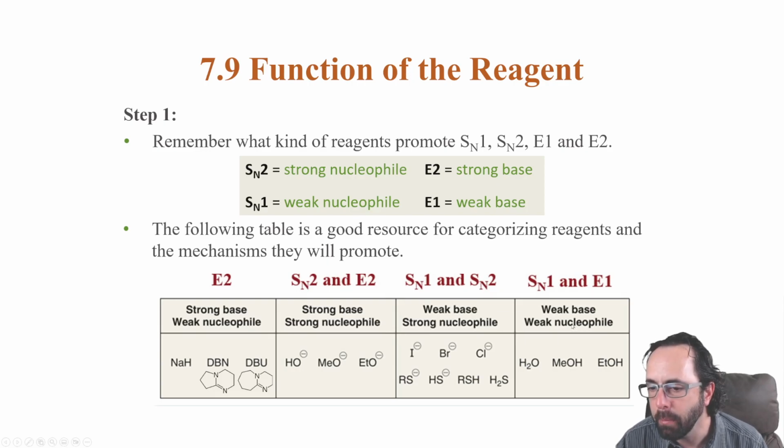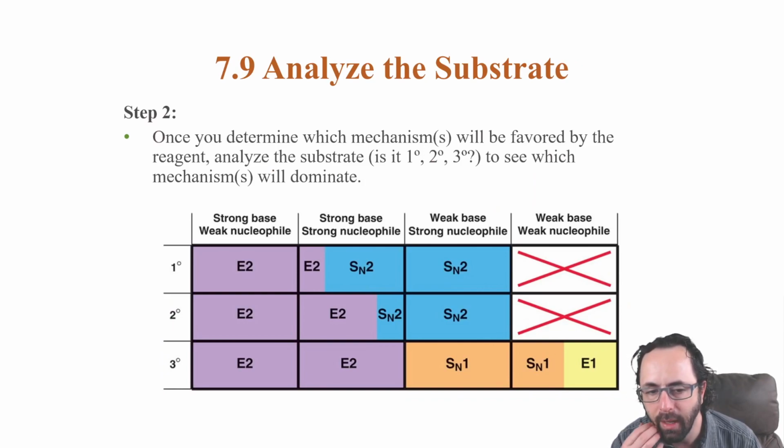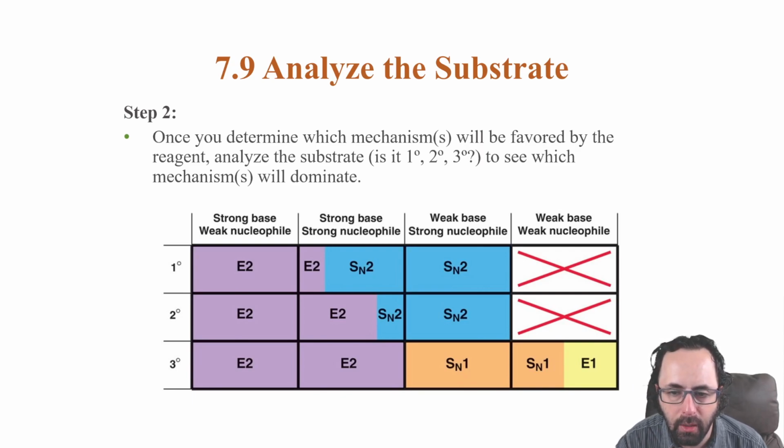Finally, if we have a weak base, weak nucleophile, this will favor SN1 and E1. So to decide which one, you should consider the reagent and the substrate.